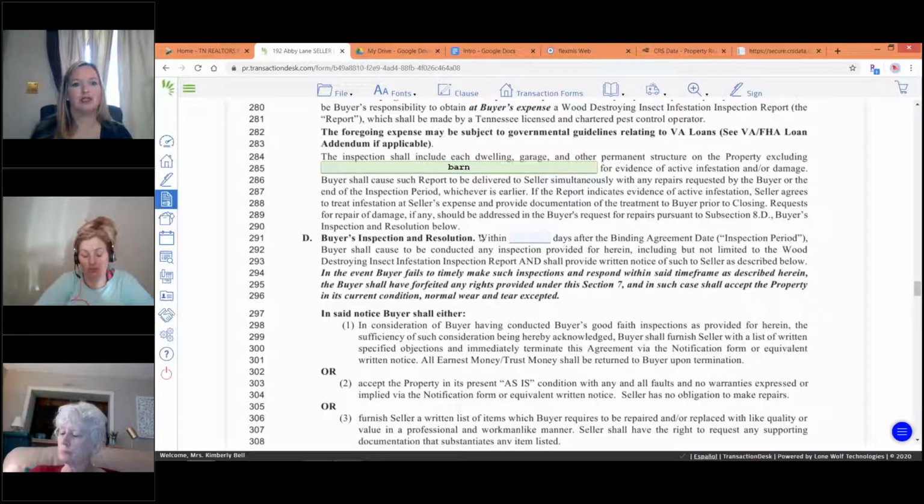Buyer's inspection resolution. Within blank days after the binding agreement date, the buyer shall cause to be conducted any inspections provided herein. Some people put 10. Some people put 15. Including but not limited to the wood destroying infestation report, and shall provide written notice to such sellers described below. In the event that the buyer fails to timely make such inspections and respond within said time frame as described herein, the buyer shall forfeit any rights provided under the section, and in such case shall accept the property in its current condition, normal wear and tear. Accepted.